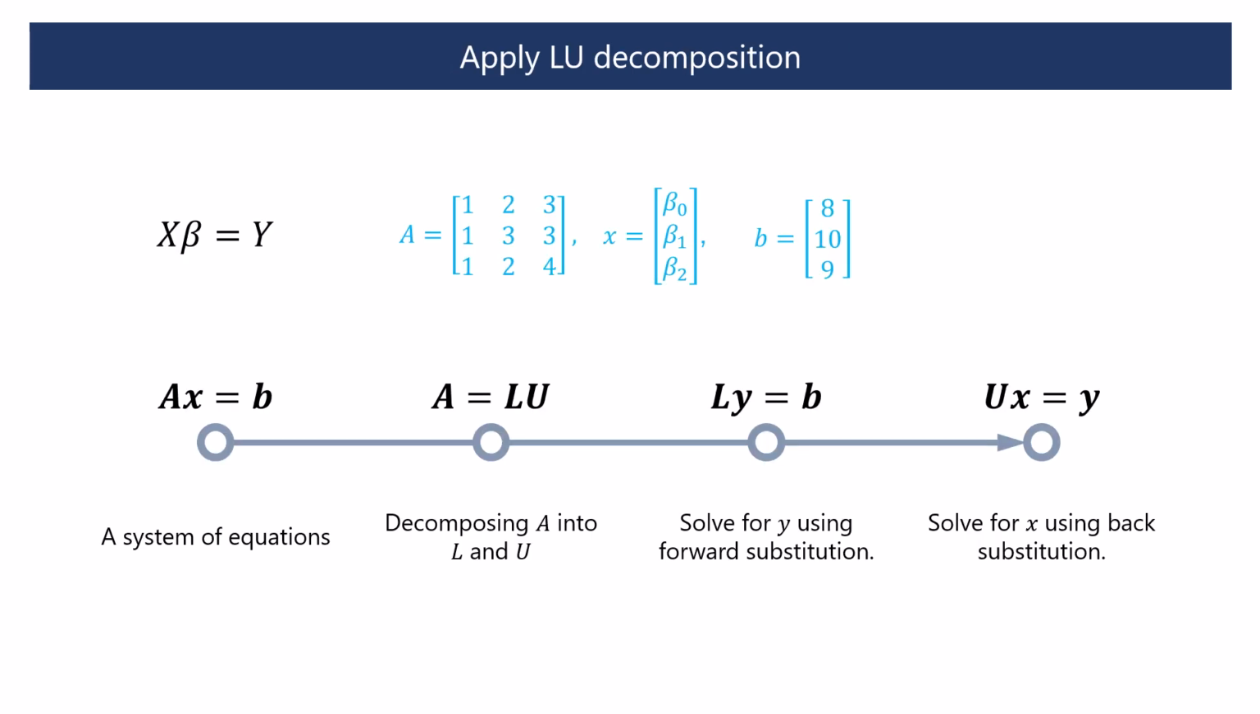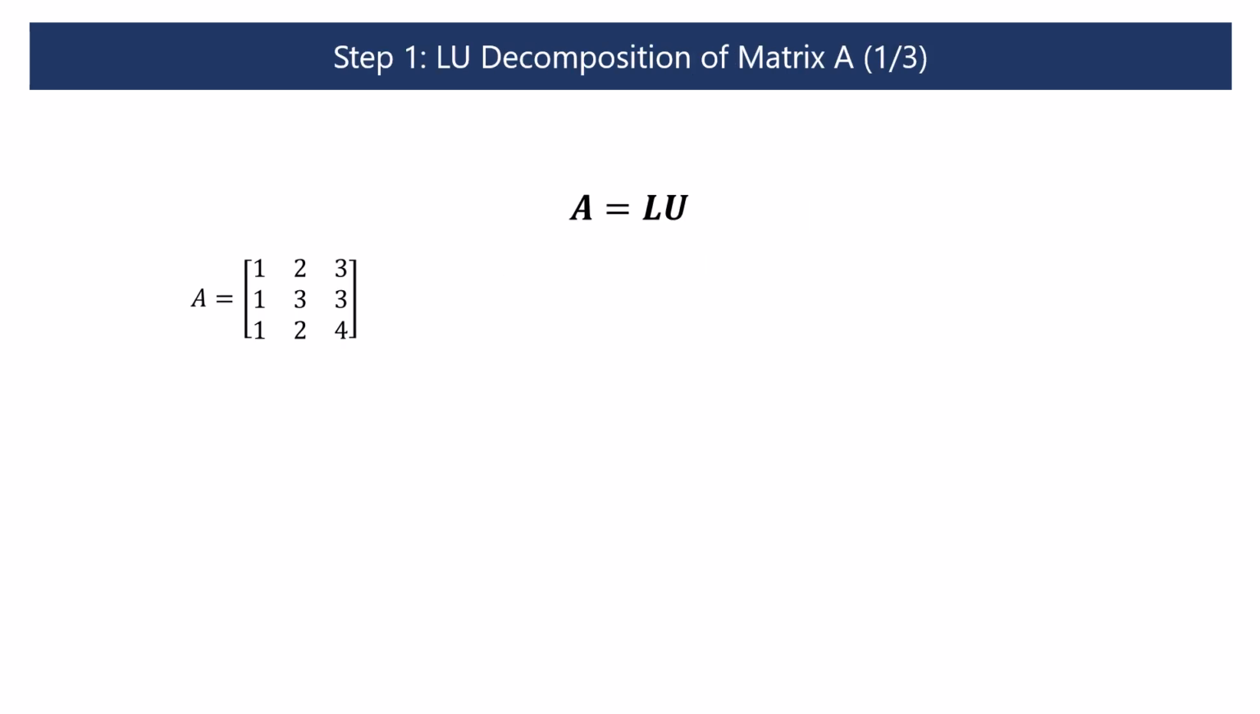Let's find the optimal parameter values of this linear regression model by using LU decomposition. For clarity, let's rename the matrix and vectors to align with the notation used in the previous explanation of LU decomposition. So, these are the matrix A, vector x, and vector b. By doing so, we can express the linear regression model as Ax equals b. The first step is LU decomposition of matrix A. We already know each element of the matrix A.